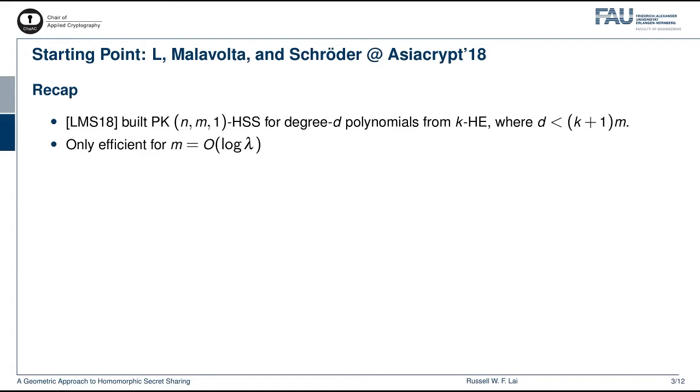Our starting point is the work of myself, Malavolta, and Schröder back in AsiaCrypt 18, which we refer to as LMS 18. The work of LMS 18 built public key HSS schemes for degree D polynomials from KHE, where D is strictly smaller than k plus 1 times m. A significant drawback of this scheme, however, is that it is only efficient when the number of servers m is logarithmic in the security parameter.